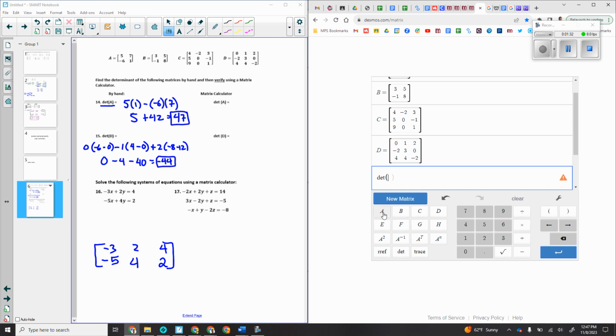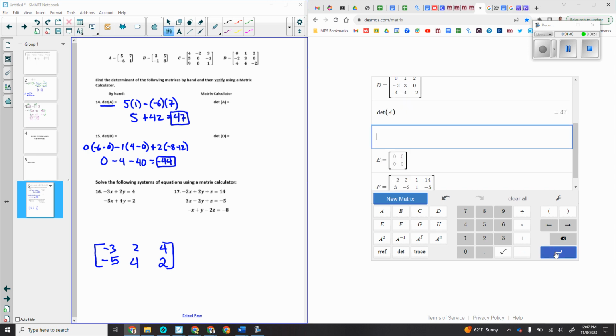And I want to find the determinant of matrix A. So you can either click A or type A. It doesn't matter. It has to be a capital A, I think. And you can see that, yes, that is also 47, which is what we got when we did it by hand. So that's how we verify using the matrix calculator. We can do it again if I do the DET of matrix D. I think mine are labeled the same way. You can see, yes, we also get negative 44 over here on the right side.